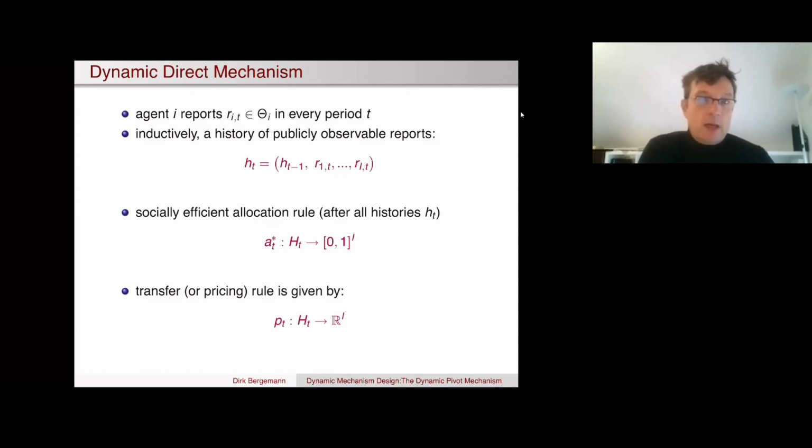Okay. So a history of publicly observable reports is then simply a sequence of past histories and current reports. So that's r_1 to r_t. And the socially efficient allocation basically takes all the information that the agents have given us until that moment and makes an allocation across 0 and 1. So we're going to think here essentially about repeated allocation of a single unit good, but we can generalize this. Okay. And the transfer and pricing rule is simply determined as a function of all of the private information that we have gathered so far into the real line. Okay.